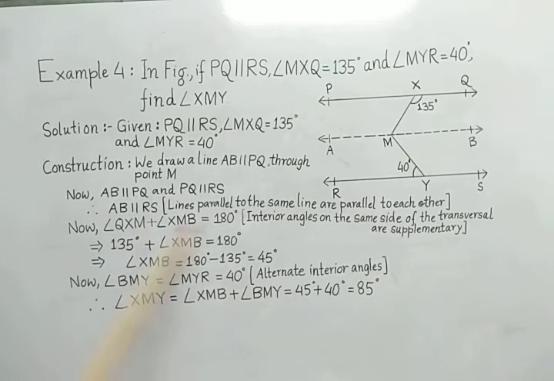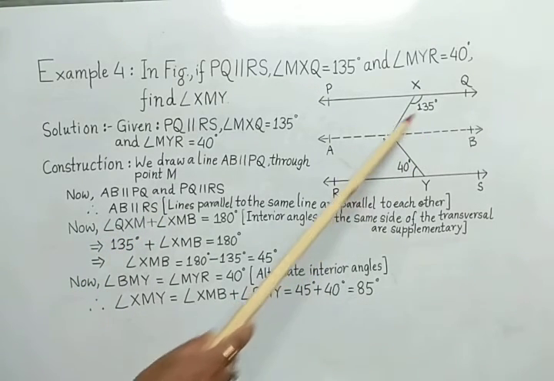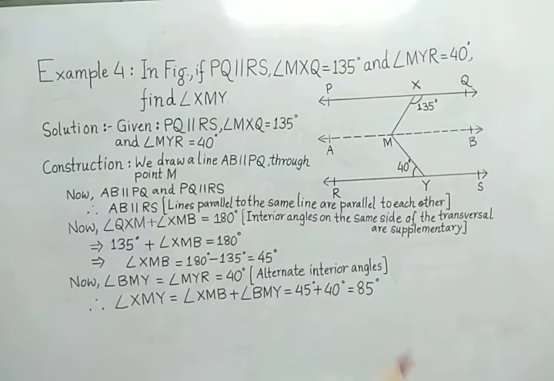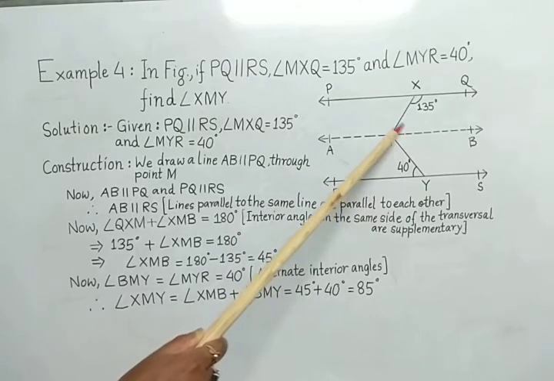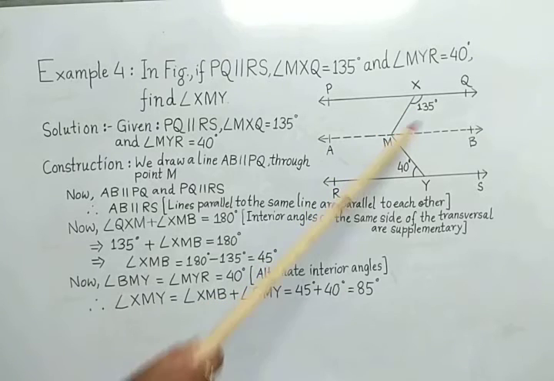Now, angle QXM. Where is angle QXM? This angle QXM. This is given to us. Plus angle XMB. It will be equal to 180 degree. We have also learned one theorem that if two lines are parallel, then the interior angles on the same side of the transversal, if we consider XM as a transversal, the interior angles on the same side of the transversal, their sum will be supplementary. So interior angles on the same side of the transversal are supplementary. We have got a theorem.